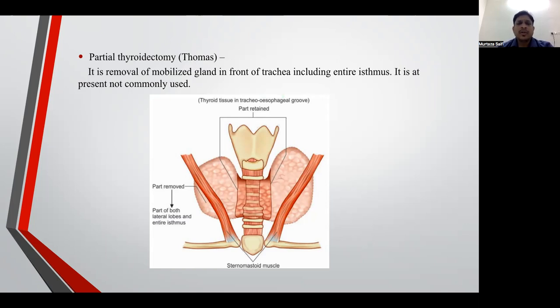So in many books, you can find slight differences in the grams of tissue left behind in the thyroid gland, or the weight of the thyroid gland which should be left behind. But more or less, this is the standard.